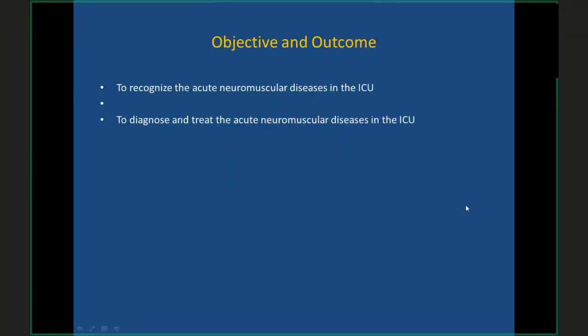So today's objective is to recognize acute neuromuscular disease in the ICU. Hopefully after today's talk, we will know how to diagnose and treat neuromuscular diseases in the ICU. I have no disclosures for this talk.